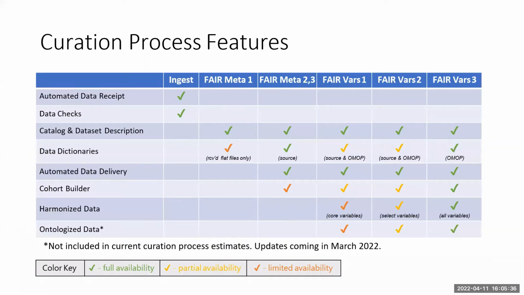But first, I want to present this chart that gives you an overview of the different features that we acquire with each curation level. So as you can see, starting with ingest and moving all the way through Fair Variables 3, different features get added. The data gets improved in different ways. So upon ingest, for example, it undergoes data checks. During the Fair Metadata process, dictionaries become available, and you can start to access the data via the Fair Data Services. And as we move into Fair Variables 3, finally, at the end of the process, you reach data that's fully curated and harmonized.